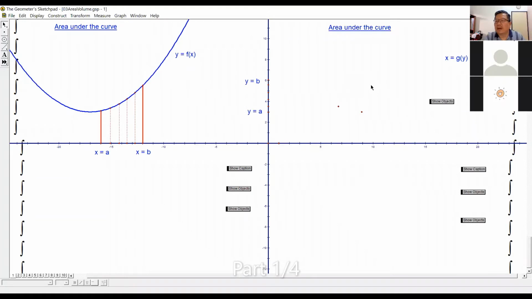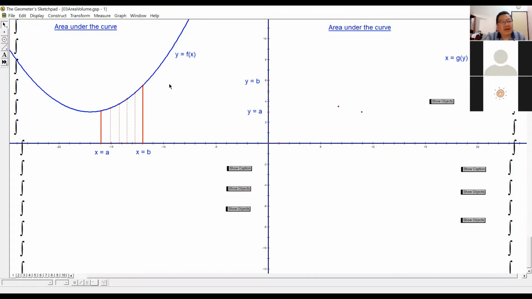Okay, today we are going to see how to find the area under the curve. First of all, you must know which area under the curve you are looking for. So which area under the curve are you going to find?